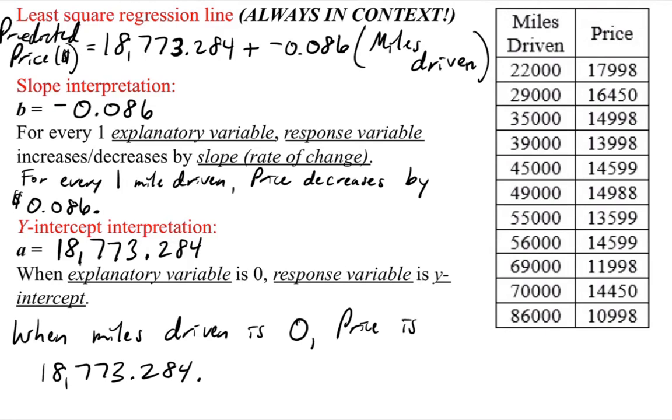Yes, that's what it is. Brand new car. No miles driven. It hasn't been driven at all. It's so new it hasn't been driven even 1 mile. That's what the price is going to be. So it's a price, so we want to put dollars on it. That's what y-intercepts are. Y-intercepts when x is 0. When x is 0, what is y? That's what a y-intercept tells you.